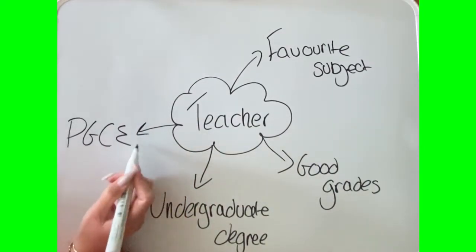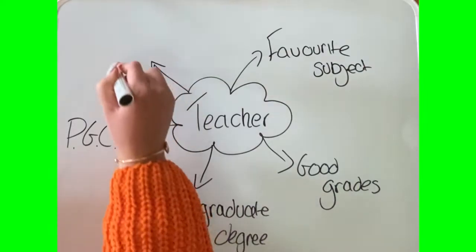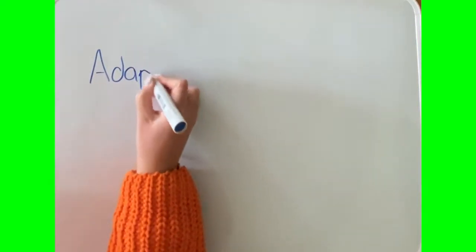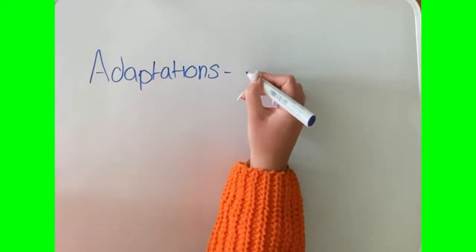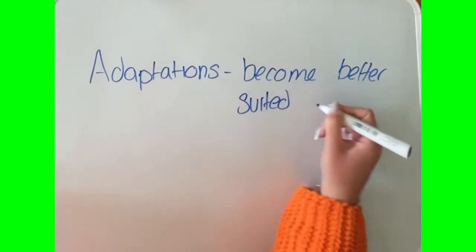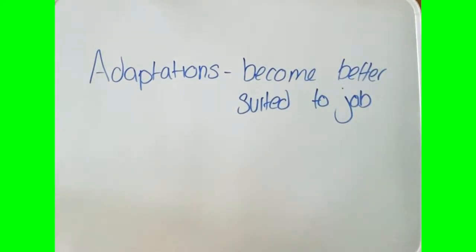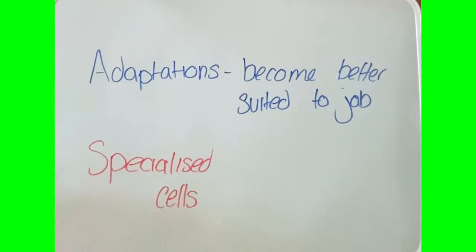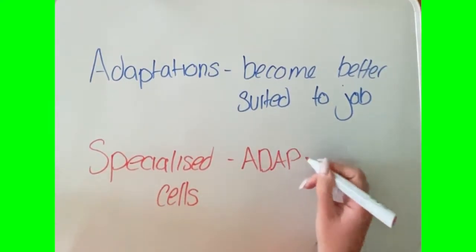Cells are very similar to this in the sense that they need to have a certain set of skills to be good at their job. And these skills are called adaptations. So just to reiterate, an adaptation means to become better suited to a certain job or environment. And this is what specialised cells are. Specialised cells are adapted to be the best at their job. So specialised cells have certain functions and features to allow them to conduct their job really well.